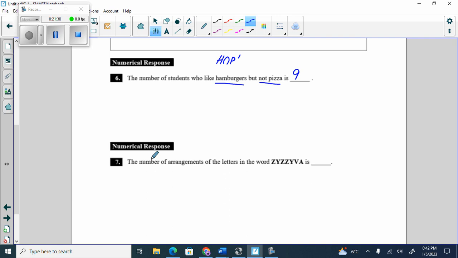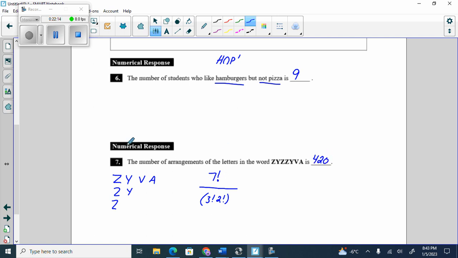We have a word. The moment we have a word and we're arranging a word, we stack letters, remember? So we go Z, Y, Z, Z, Y, V, A. Now, we have 1, 2, 3, 4, 5, 6, 7 of them. So we're going to go 7 factorial all over 3 factorial, 2 factorial, which is 420.